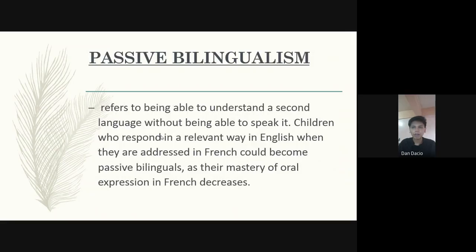Next is passive bilingualism. Refers to being able to understand a second language without being able to speak it. Children who respond in a relevant way in English when they are addressed in French could become passive bilinguals. So in this passive bilingualism, you can communicate with other people without even speaking or using the second language that you know.